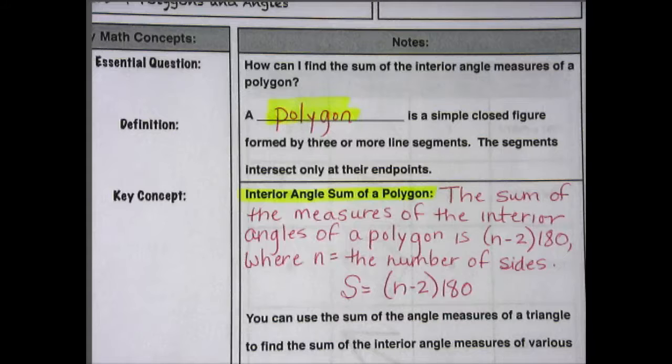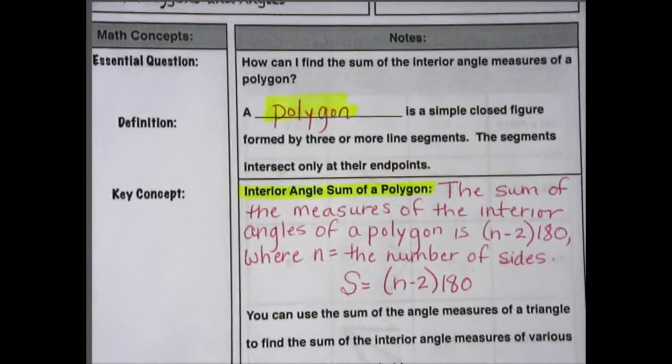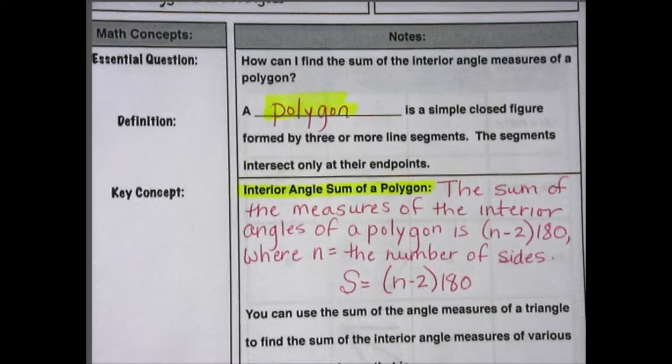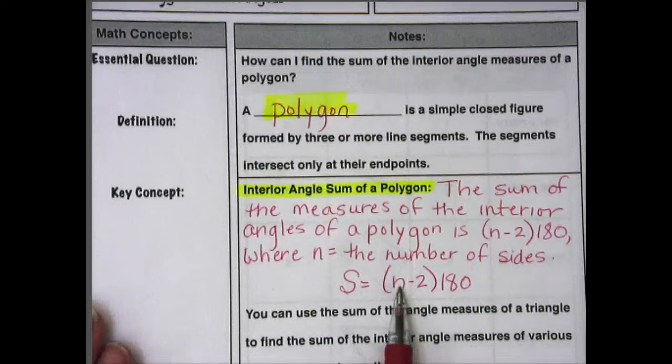Now we already talked about in section 5.3 the sum of the interior angles of a triangle, and that would work here if we wanted to plug a 3 in for the number of sides of a triangle. This 2 is 1. 1 times 180 is 180. So we're going to use this for different types of polygons.